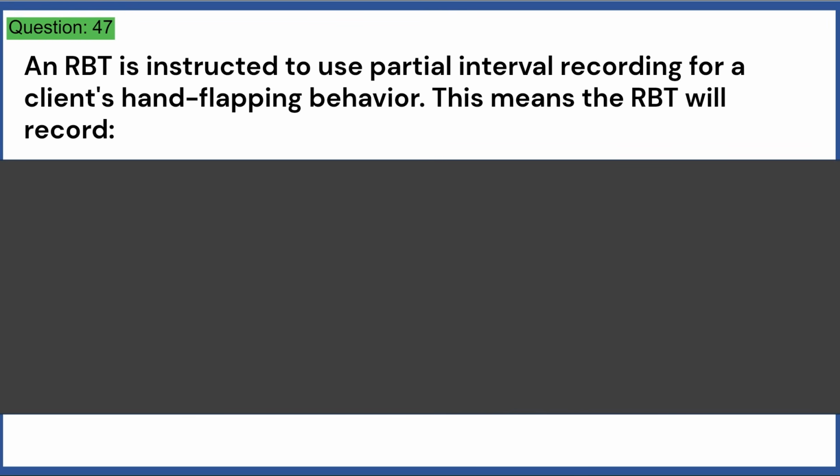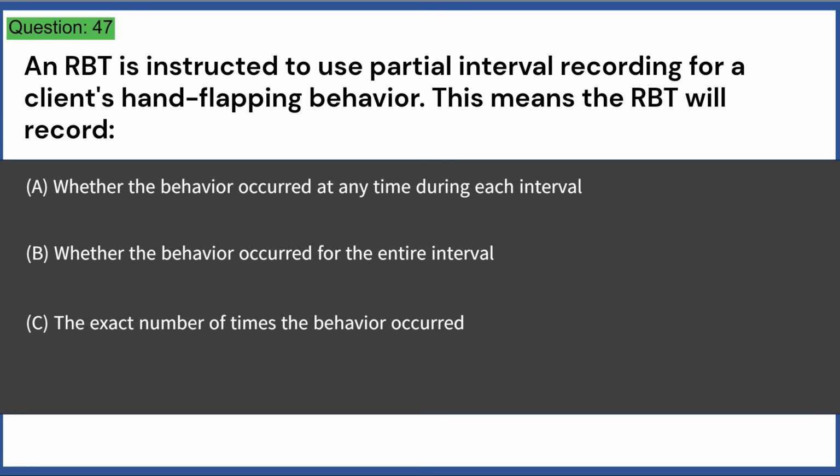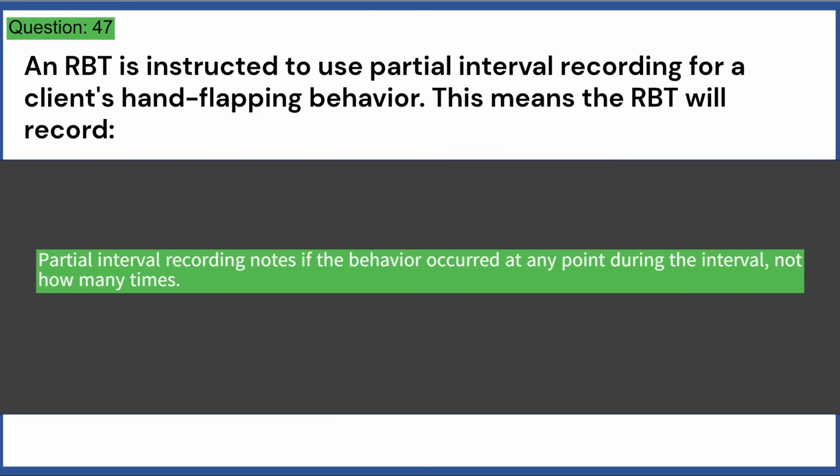An RBT is instructed to use partial interval recording for a client's hand-flapping behavior. This means the RBT will record: A. Whether the behavior occurred at any time during each interval. B. Whether the behavior occurred for the entire interval. C. The exact number of times the behavior occurred. D. Whether the behavior occurred at the moment the interval ends. Answer A. Partial interval recording notes if the behavior occurred at any point during the interval, not how many times.